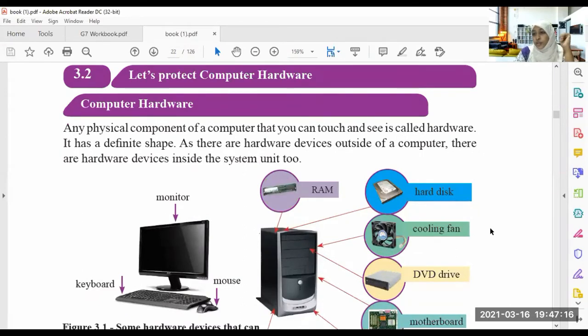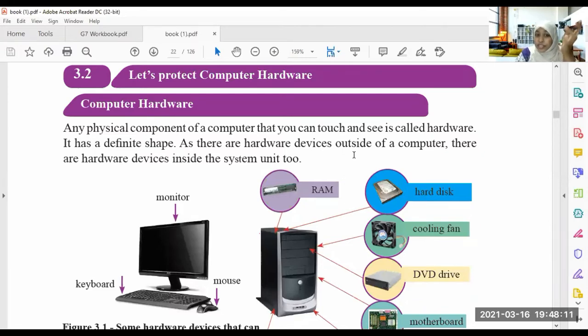First of all, you should know what computer hardware is. We already learned about the computer hardware. Computer hardware, you know, is the physical components of the computer. We can touch them and also see them with our eyes. Also, it has a definite shape. There is a definite shape for the components of the computer. As there are hardware devices outside of the computer, there are hardware devices inside the computer also.